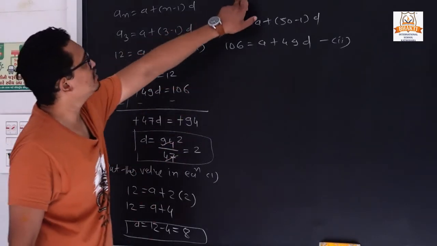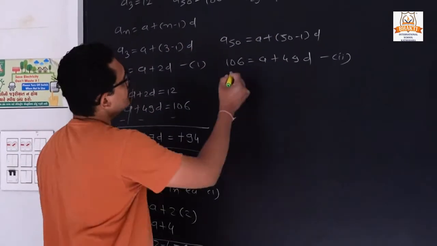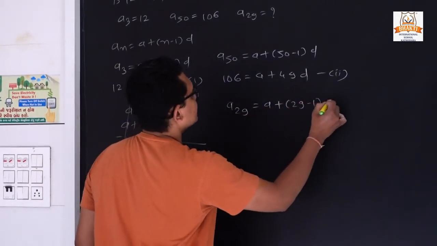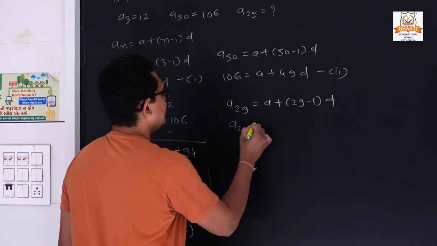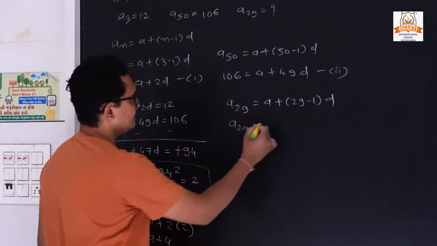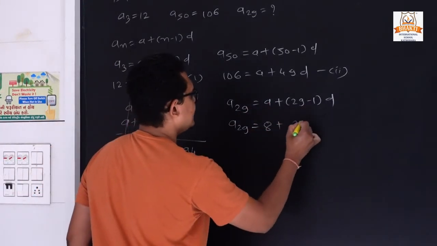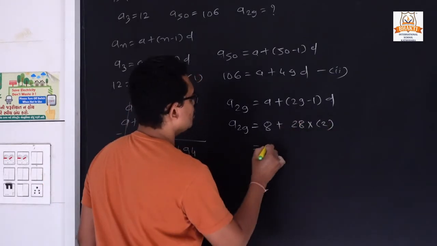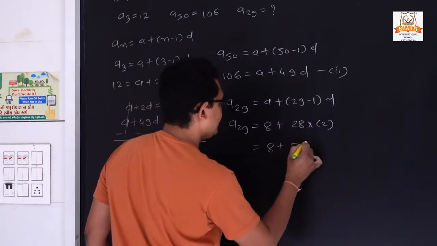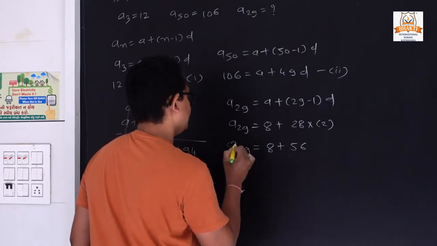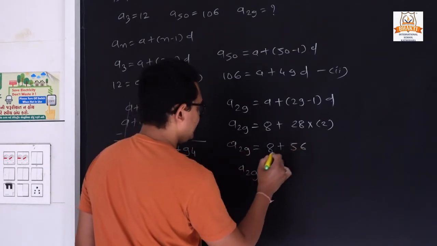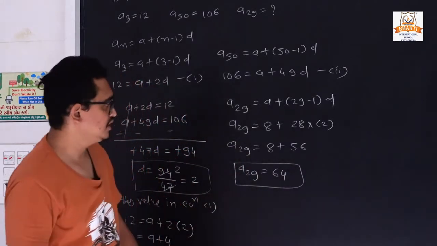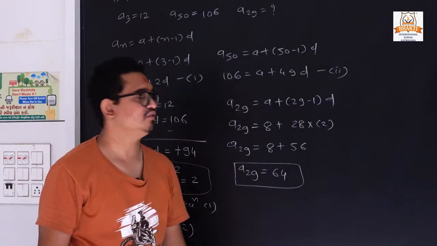And we want to find the 29th term. So A29 is equal to A plus (29 minus 1) into D. What is the value of A? It is 8. Here it is 28. And what is the value of D? It is 2. So 28 twos are 56. Now 56 plus 8 is 64. Clear? It is 64.